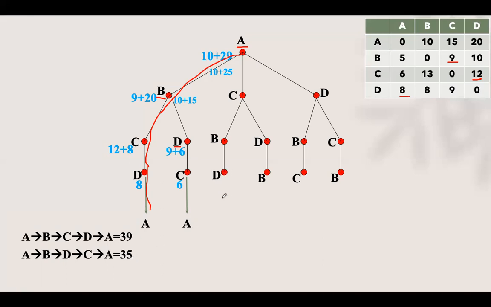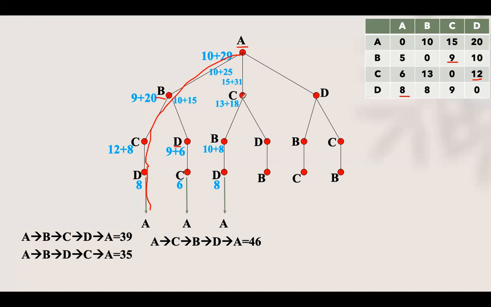Next, D to A. Again, it has to reach A. So D to A cost is 8. Next, B to D is 10, 10 plus 8. C to B is 13, 13 plus 18, 31. Next, A to C. A to C is 15, 15 plus 31. So this path cost is 15 plus 31, which is 46.